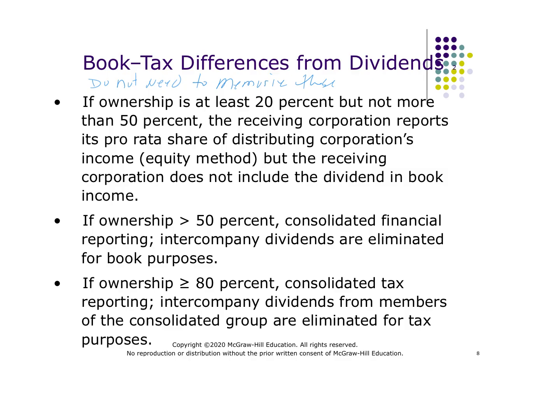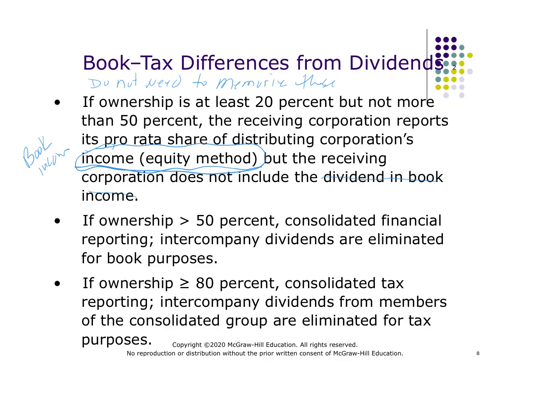Now, if the ownership is at least 20% but not more than 50%, the receiving corporation reports its pro rata share of the distributing corporation's income. This is the equity method that you learned about in financial accounting, but the receiving corporation does not include the dividend in book income. The equity method income is book income instead of the dividend. We're going to do an example of this.